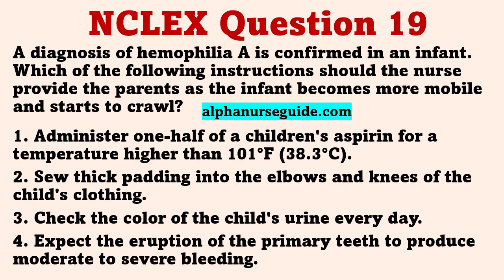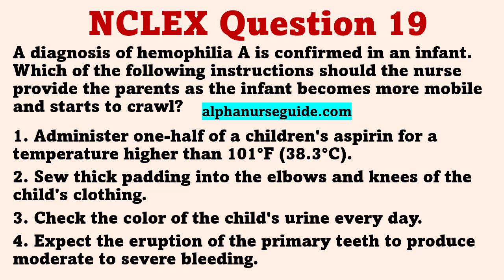A diagnosis of hemophilia A is confirmed in an infant. Which of the following instructions should the nurse provide to parents as the infant becomes more mobile and starts to crawl? 1. Administer 1/2 of a children's aspirin for a temperature higher than 101 degrees Fahrenheit. 2. Sew thick padding into the elbows and knees of the child's clothing. 3. Check the color of the child's urine every day. 4. Expect the eruption of the primary teeth to produce moderate to severe bleeding.